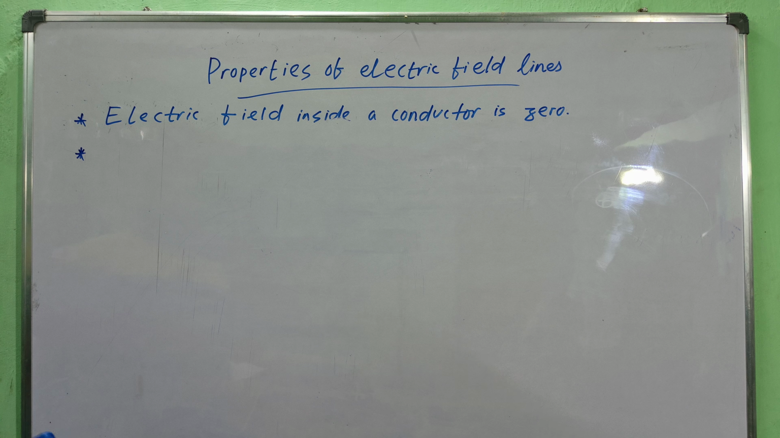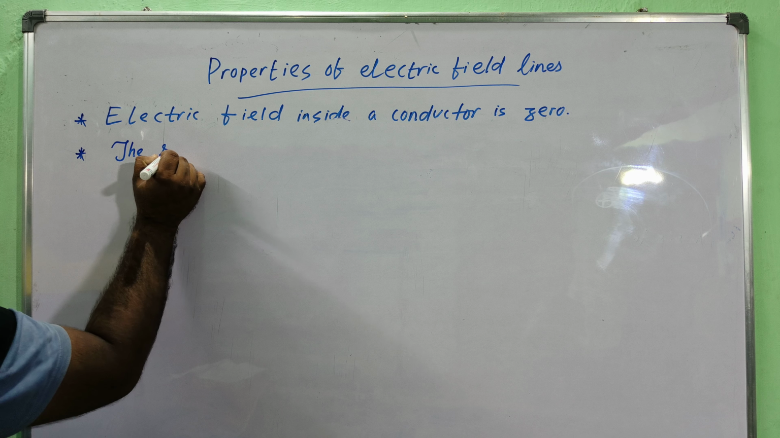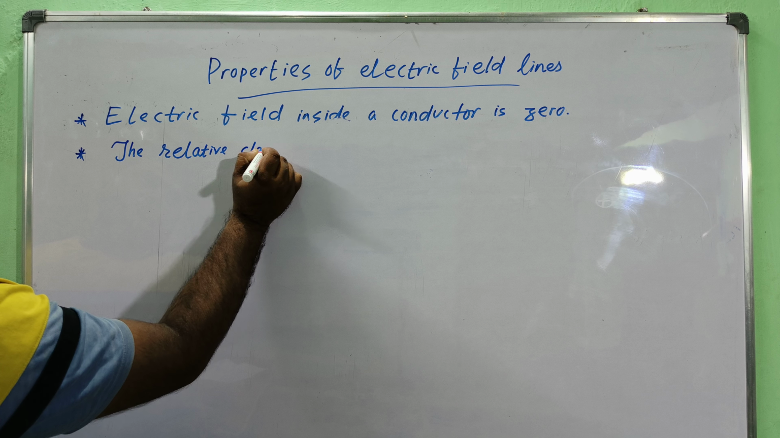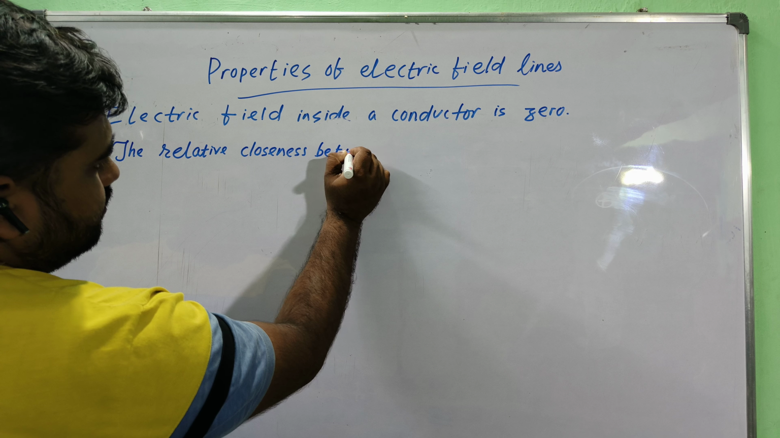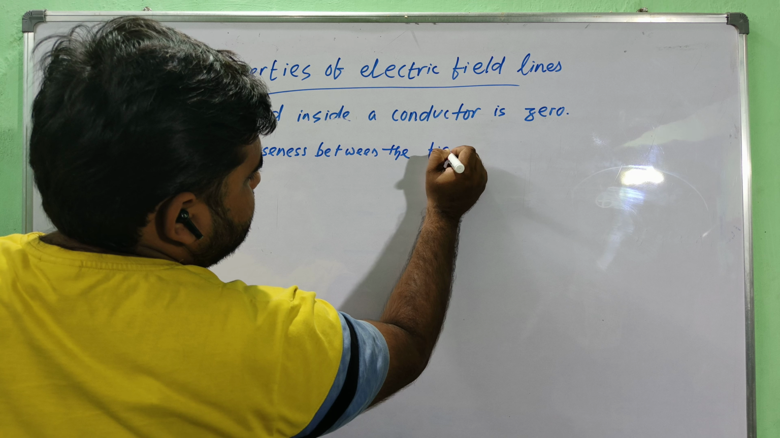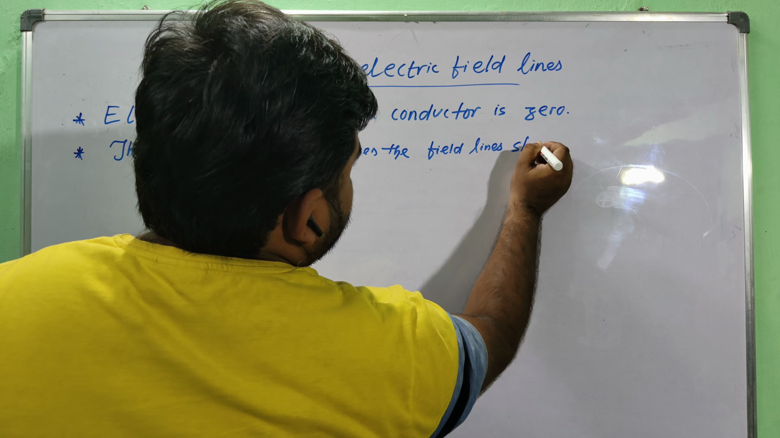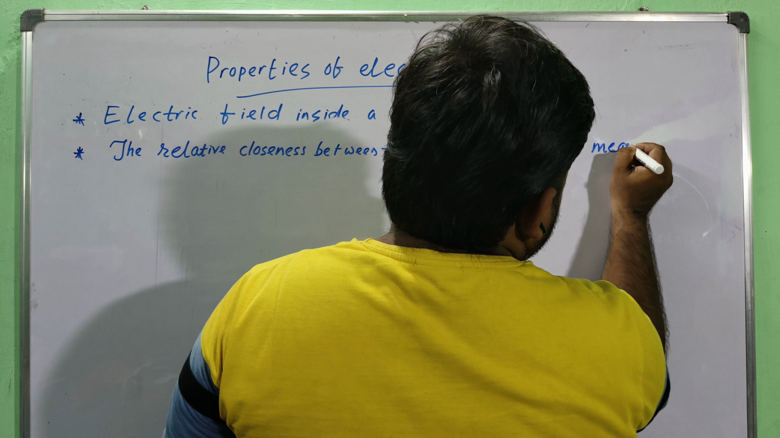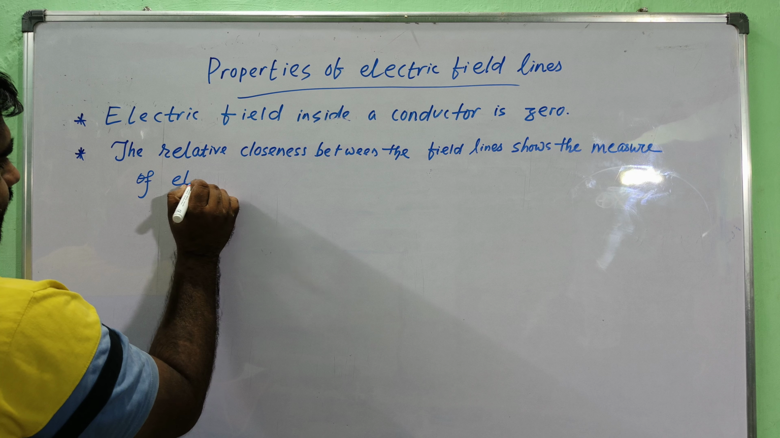Let us just put these into a conclusion that the relative closeness between the field lines shows the measure of electric field strength.